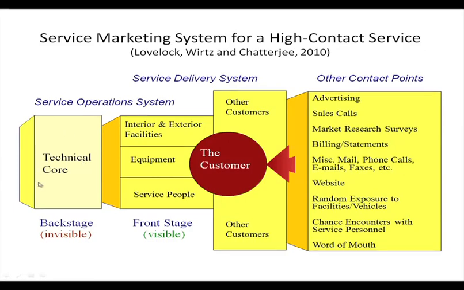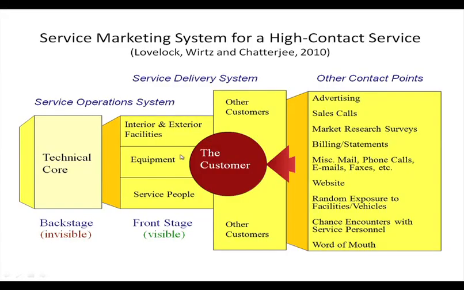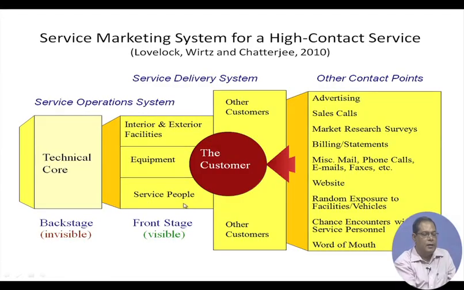So, a lot of computers etc. would be running at the backstage, and then there is the front stage which is visible to the customer, and so that consists of the interior and exterior facilities like the parking facilities, the lawns and gardens outside, and the interior facilities like the air conditioners, the chairs and tables etc., which are indoor. Then there are the equipments which are used in the servicescape, and then there are the service people, that means people who provide the service.